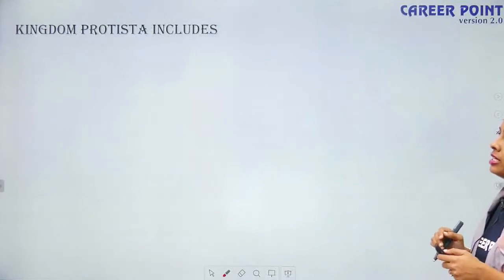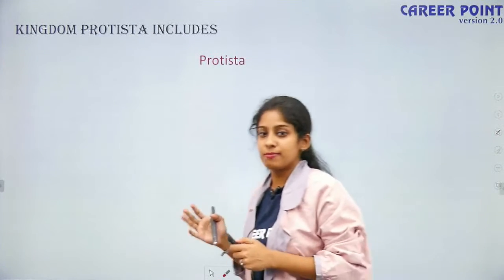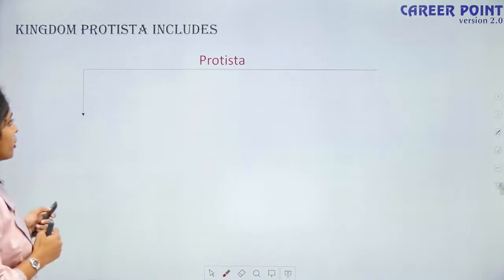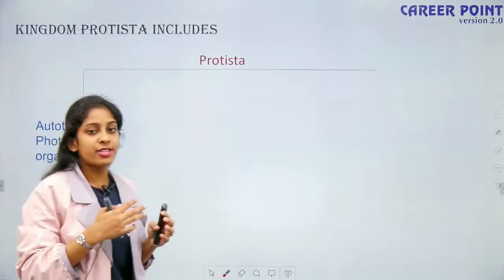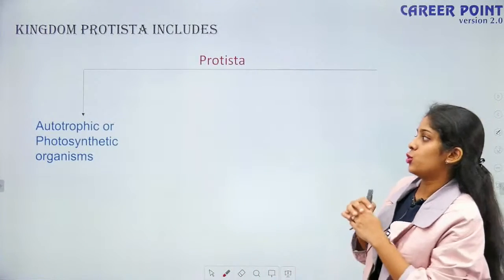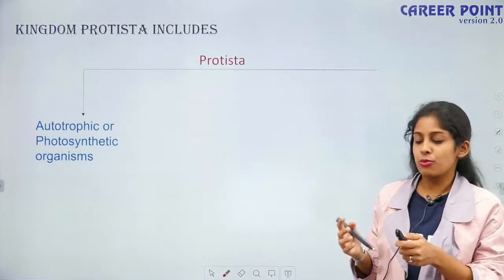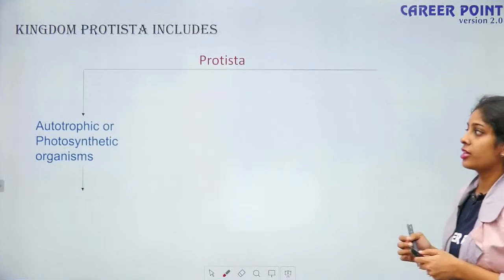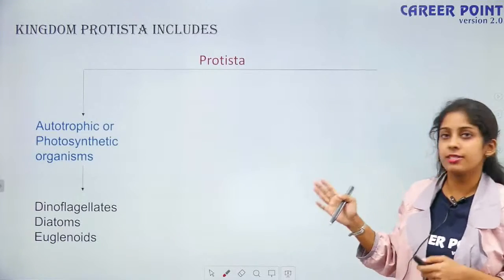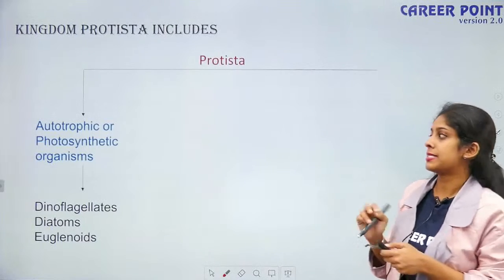So now going forward, who are the members under this kingdom Protista? Let's see. On what basis are they classified? The first classification is based on their mode of nutrition, whether they are autotrophic, whether they are photosynthetic, so based on the presence or absence of the photosynthetic pigment. Autotrophic organisms have three members here: dinoflagellates, diatoms and euglenoids. So these three come under the autotrophic protistans.